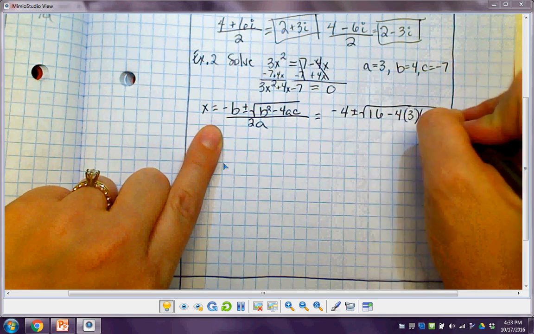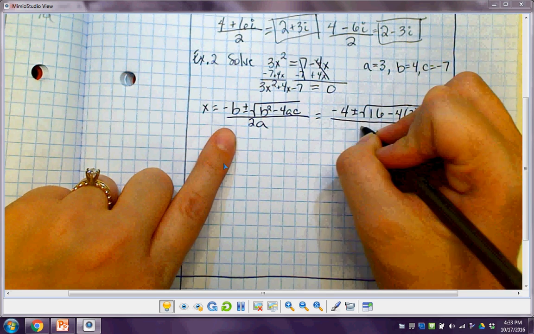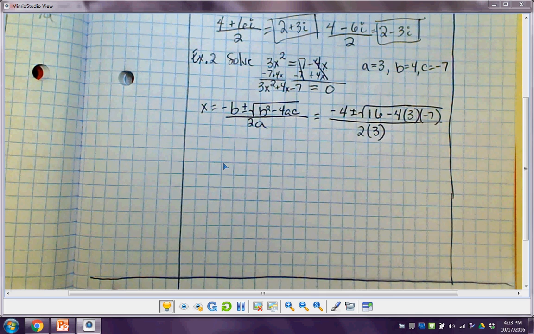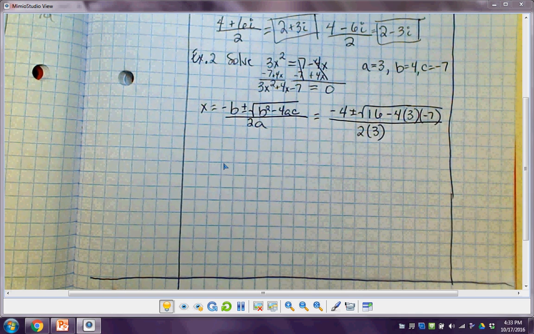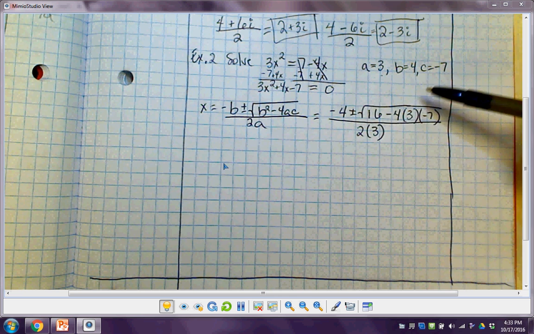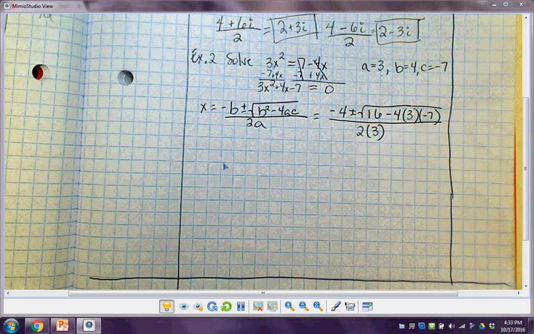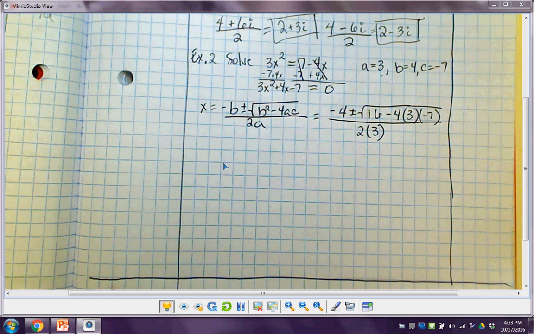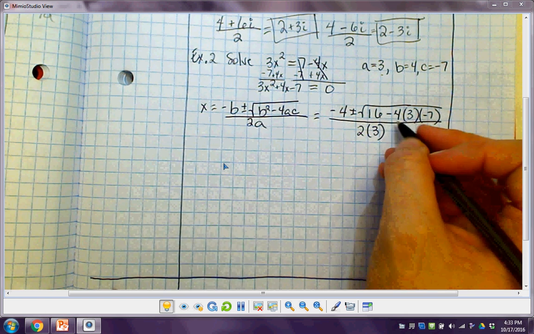Now I'm doing this rather fast. So take a moment right now and make sure you understand everything I just did and how I plugged in all three of these things into this. Stop for a second and make sure you're with me. Okay? I'm going to just continue to simplify.